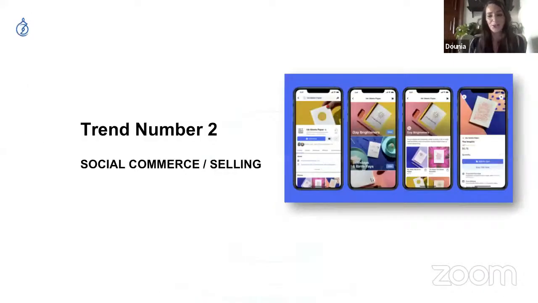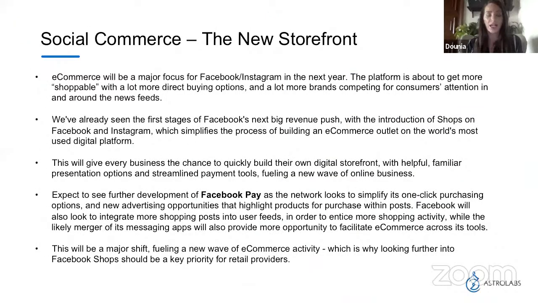Which brings us to the second trend, very tied to the e-commerce. We call it social commerce or social selling. And it all has to do with social media platforms having to adapt. So e-commerce will be a major focus for Facebook, Instagram in the next year. It already was in 2020, but in 2021, watch them.